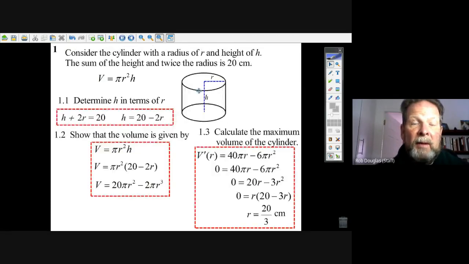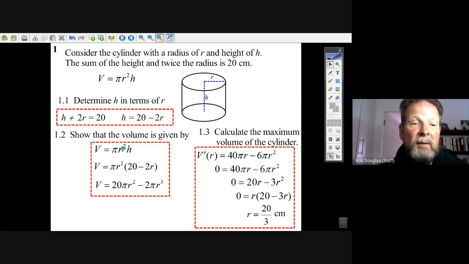So there's the cylinder, and the first question is determine h in terms of r. Well, the sentence says the sum of the height and twice the radius is 20. You've got to be able to write h plus 2r equals 20. Now, to write it in terms of r, you just subtract 2r from both sides, and you get h equals 20 minus 2r. This is the height in terms of r.